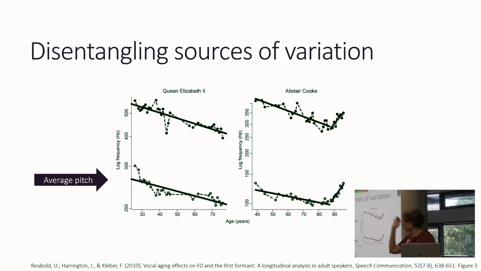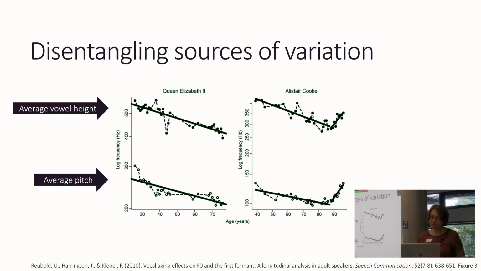And you can discuss in the break why that might be. A simple way of thinking about it is that there's nowhere else to go. They can't go any lower, because on average, male pitch range is a little bit lower. Joe will be talking more about that after lunch.